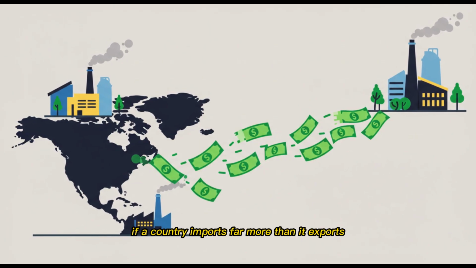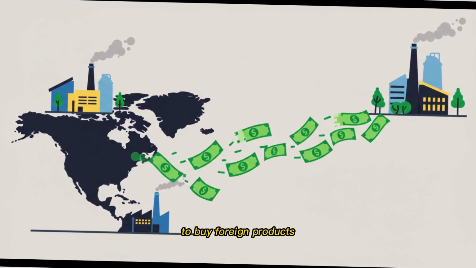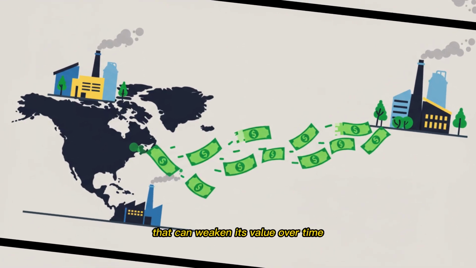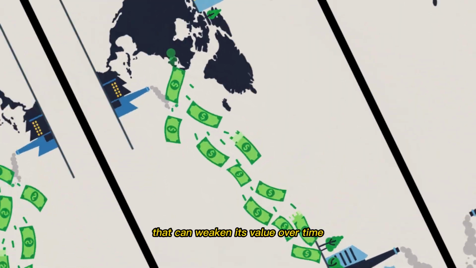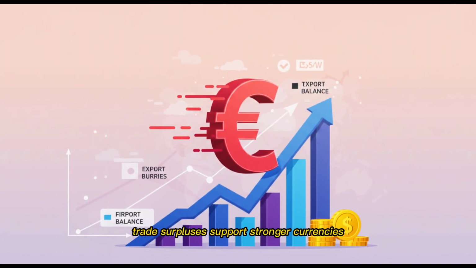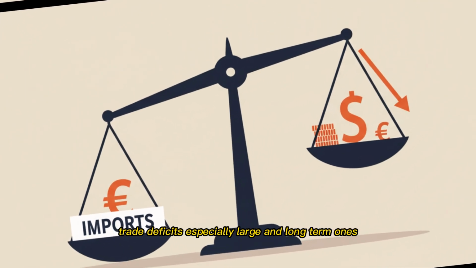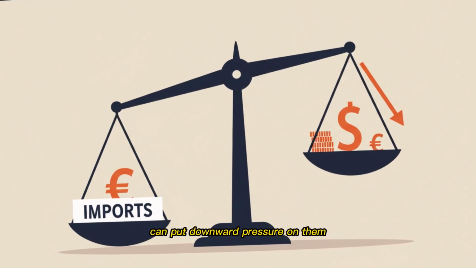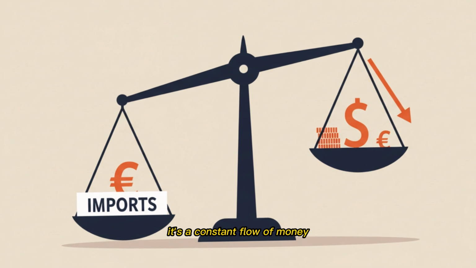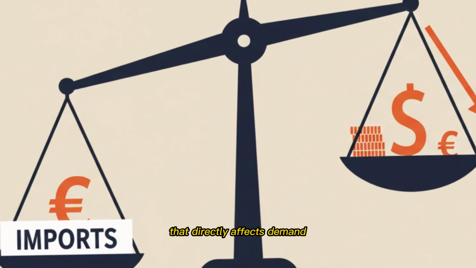Conversely, if a country imports far more than it exports, it's constantly sending its currency abroad to buy foreign products. That can weaken its value over time. Trade surpluses support stronger currencies. Trade deficits, especially large and long-term ones, can put downward pressure on them. It's a constant flow of money that directly affects demand.